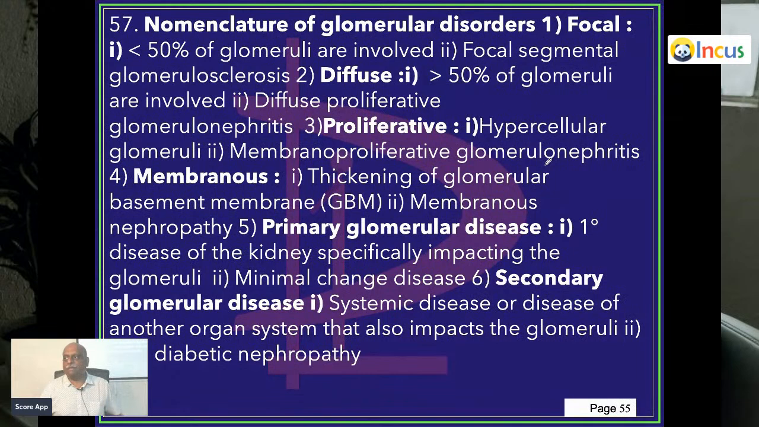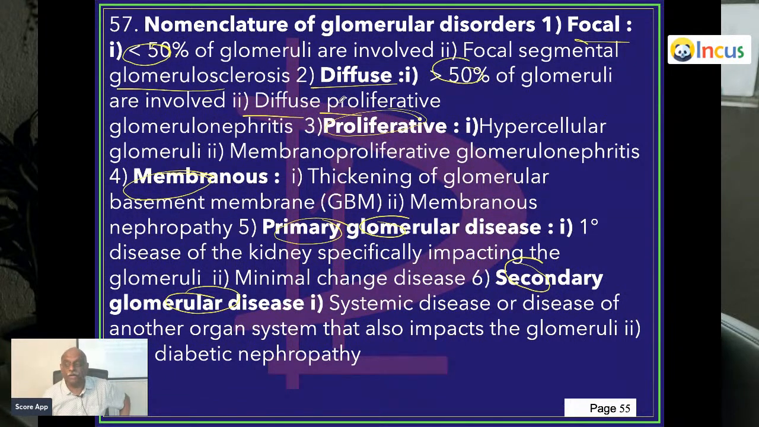So what is the nomenclature of the glomerular disorders? First of all, focal, diffuse, proliferative, membranous, membranoproliferative, primary glomerular, secondary glomerular disease. Now the question comes, what are the definitions of each of these? Focal glomerulonephritis. When less than 50% of the glomeruli are involved, you call it focal. One of the best examples is focal segmental glomerulosclerosis. That means only less than 50% got affected. Diffuse, more than 50% of the glomeruli are involved. That is what we call diffuse proliferative glomerulonephritis, DPGN.